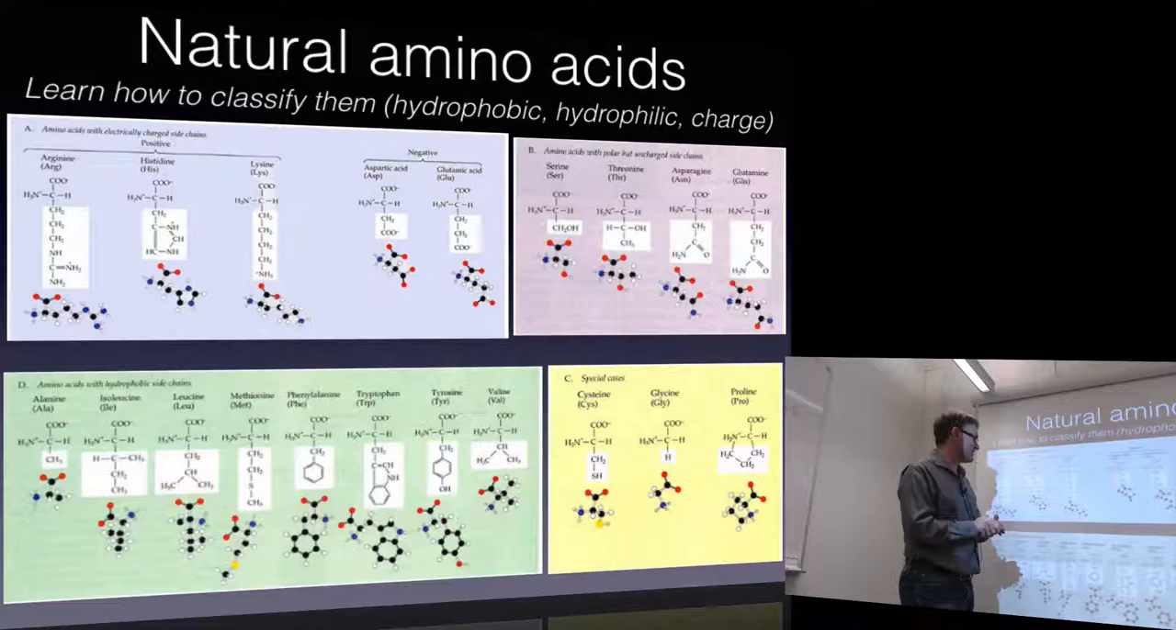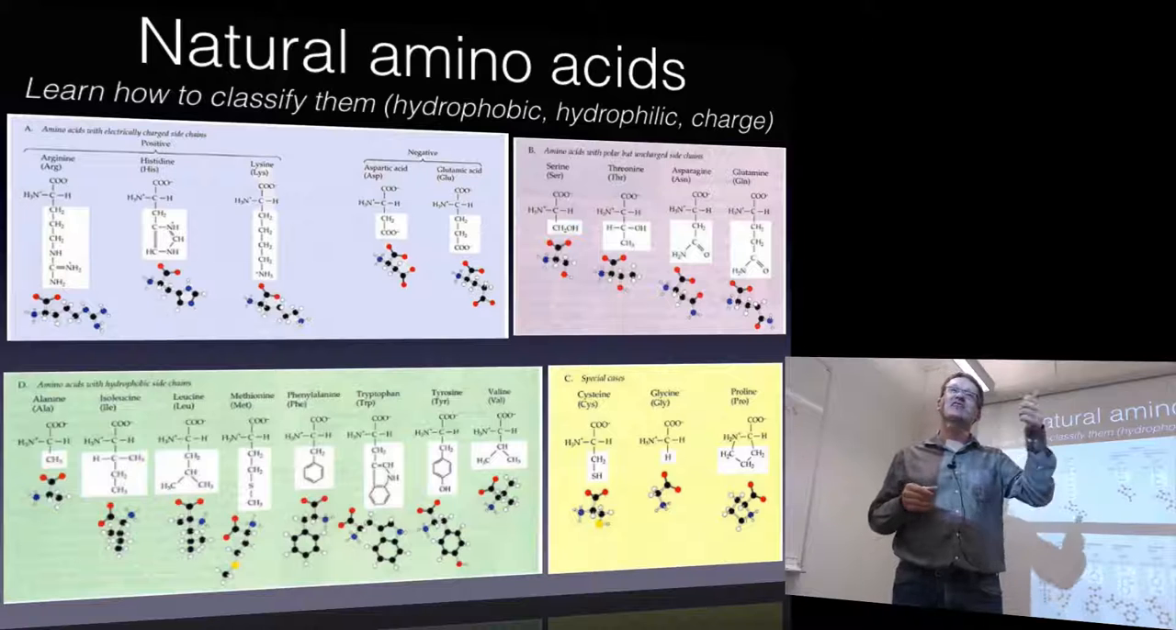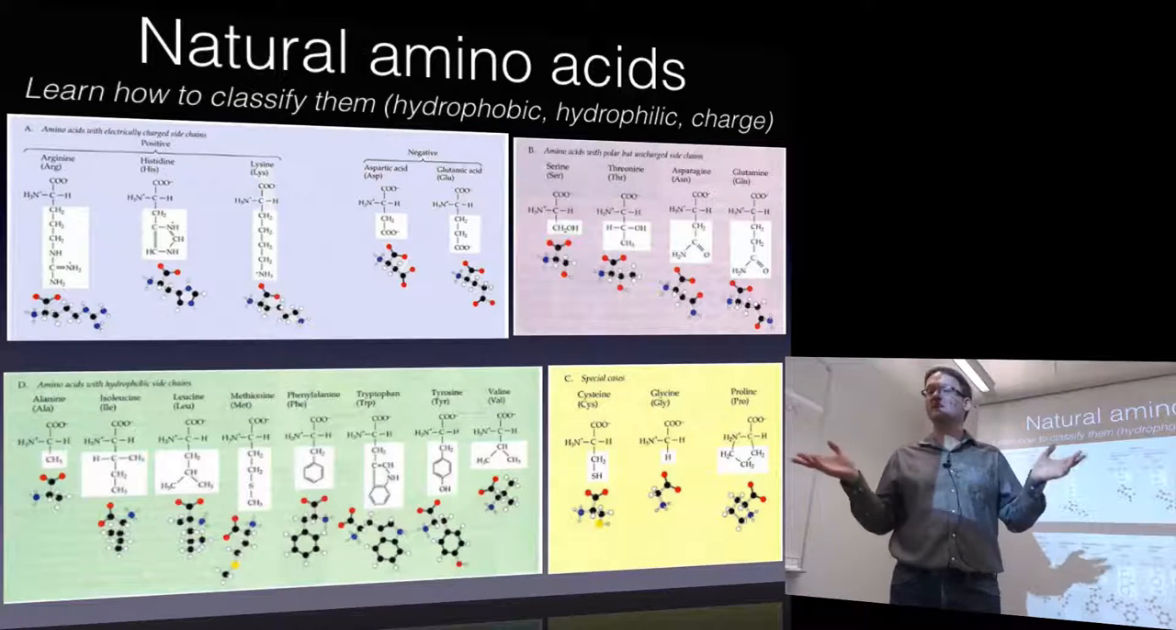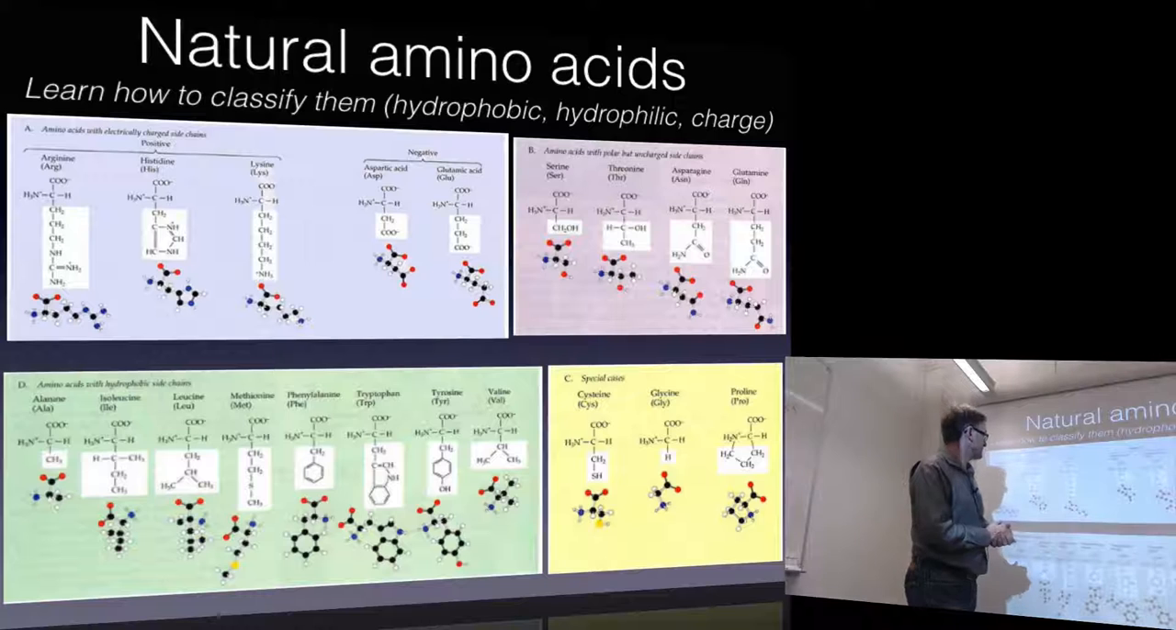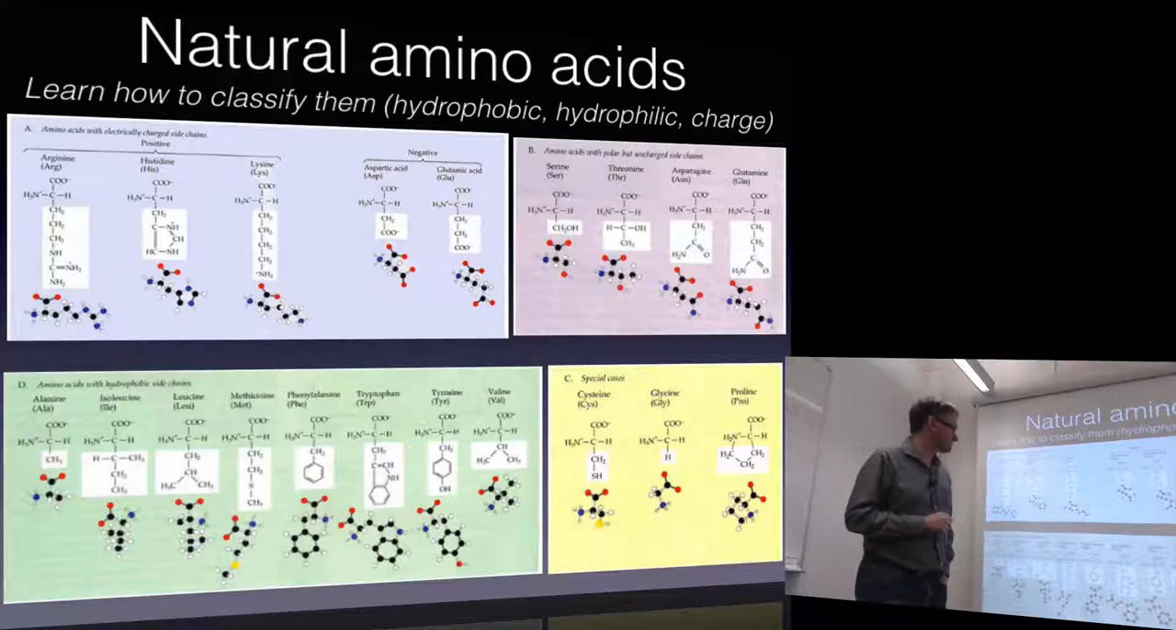Nowadays, I actually do know these by heart, but I'm old enough that when I was your age, we still used a three-letter abbreviation for all the amino acids all the time. Nobody does it anymore. Today it is a single letter because we use such an enormous amount of amino acids. But be aware of a couple of different ways to classify these, and I think that's a good exercise for you to start reading in the book.